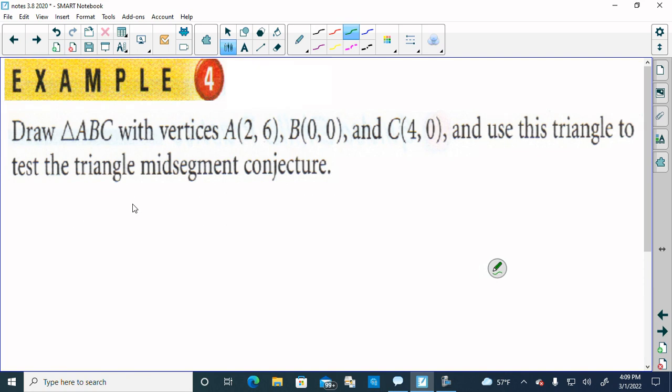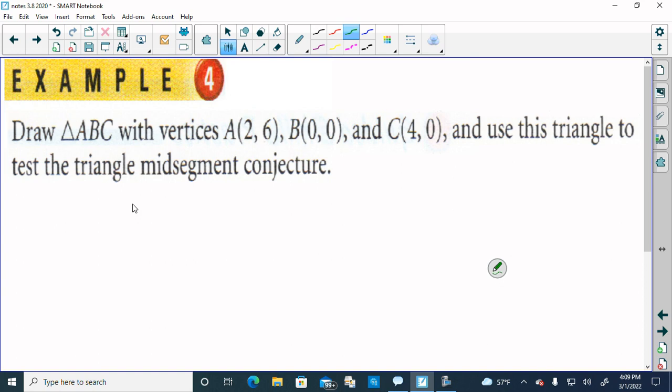On example number 4, you're going to sketch or draw triangle ABC with the vertices 2, 6, 0, 0, and 4, 0, and use this triangle to test the triangle midsegment conjecture. Again, if you want to graph it, that is totally fine. Sometimes that helps you speed it up. Totally up to you.